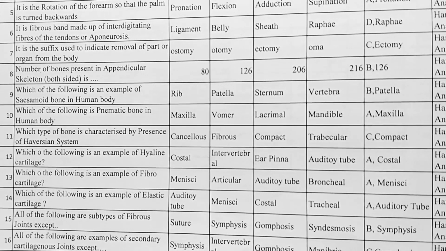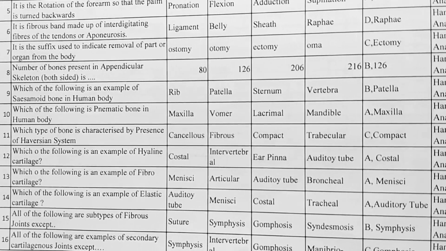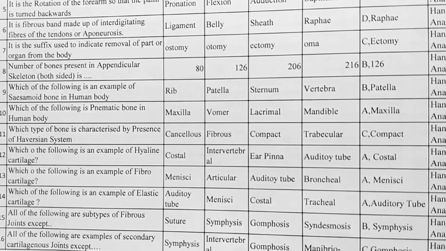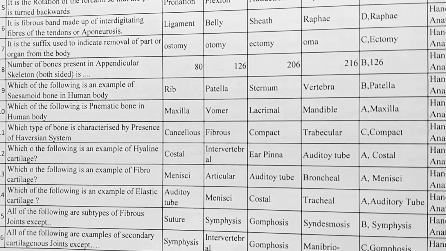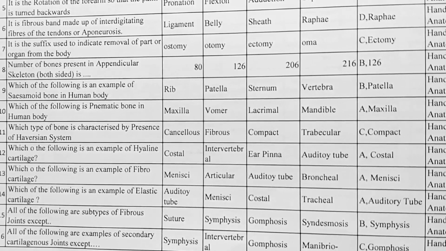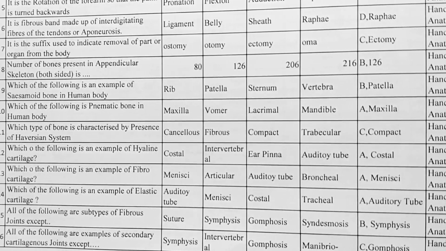Next, which of the following is pneumatic bone in the human body? Options are maxilla, femur, lacrimal, mandible. Option A is correct, maxilla.